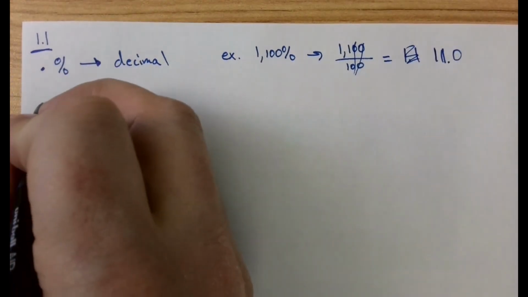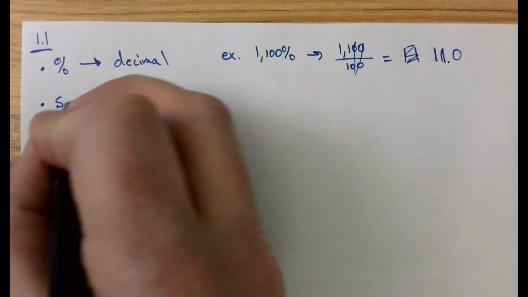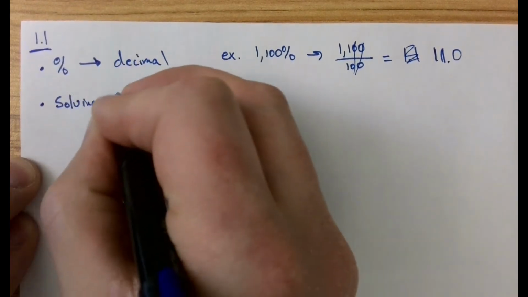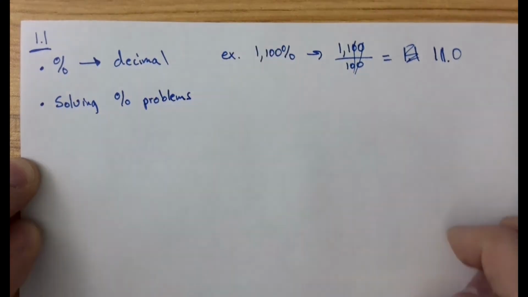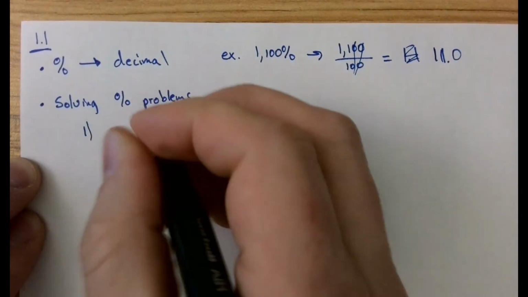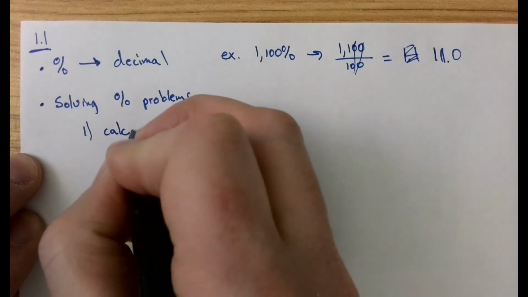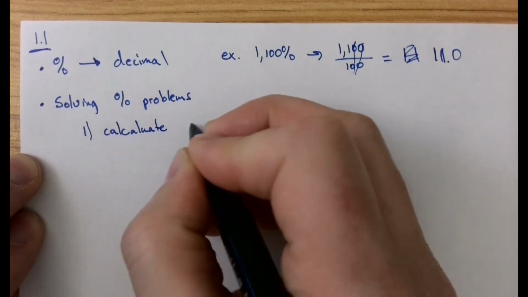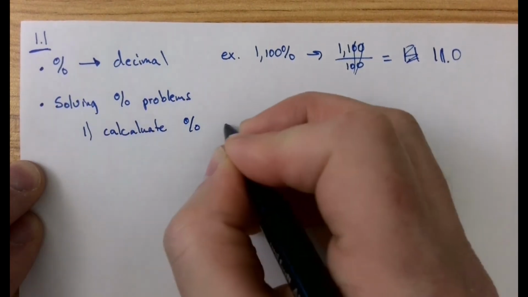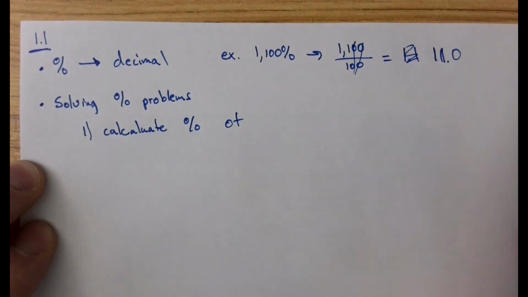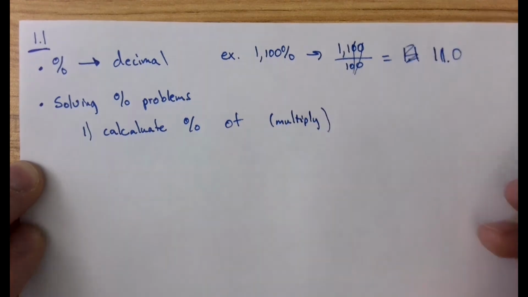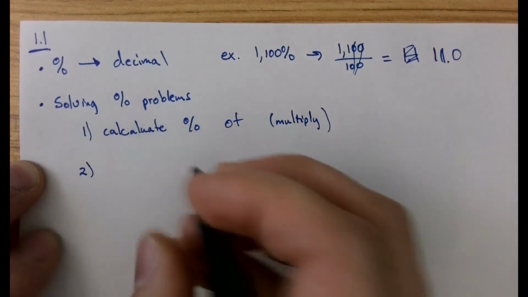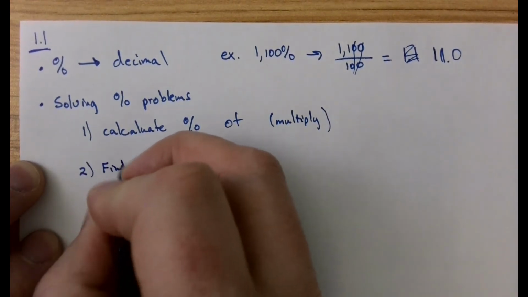The other problems you faced in here are a set of solving percent problems. And there were two main types. The first one was just calculating a percent of something. And here you simply multiplied by the decimal equivalent of that percent. And the second type of problem was find the original amount.